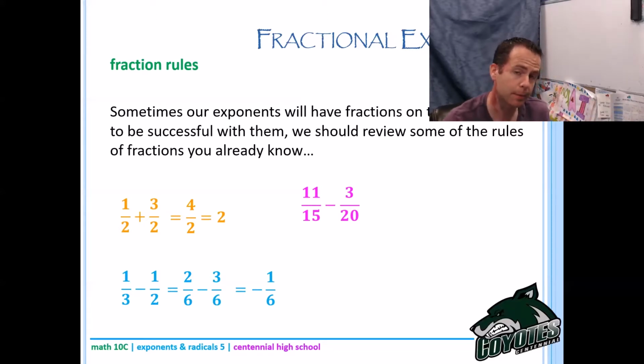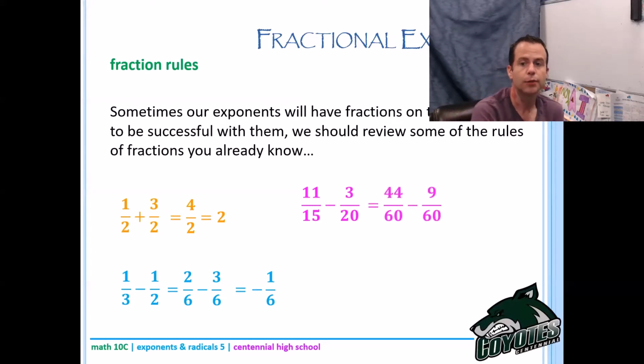Again, whatever you do to the bottom, you have to do to the top. So my 11 turned into a 44 because I had multiplied the 15 by 4. And my 3 up here turned into a 9 because I had to multiply that 20 by 9. Now that I have a common denominator, I subtract the numerators. That gave me 35 over 60.